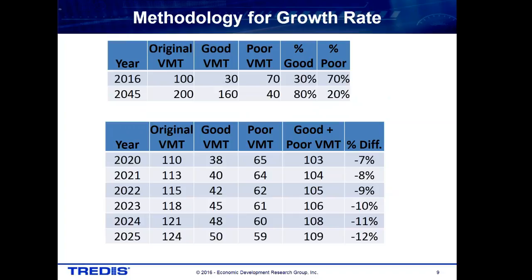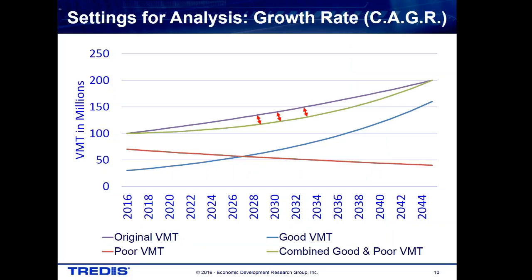To exaggerate these differences, say only 30% good pavement was assumed in the year 2016. By the year 2045, with sufficient investment, that good pavement amount is expected to grow to 80%. The bottom table shows how the sum of good and poor pavement in interim years could differ from the original amount of vehicle miles traveled when a compounded annual growth rate is applied to good and poor pavement individually. Viewing this example in a graphical format can help illustrate the disparity.